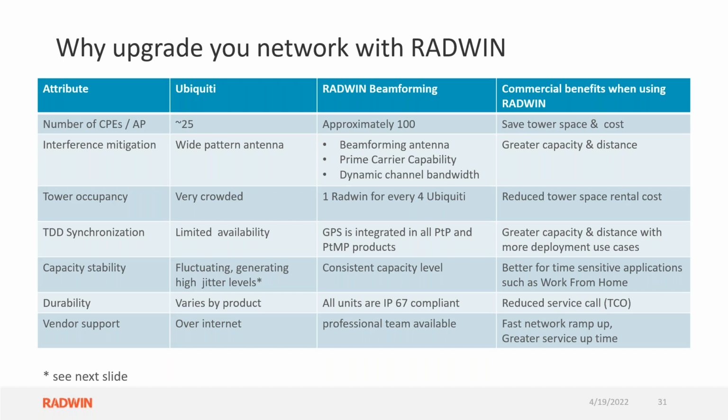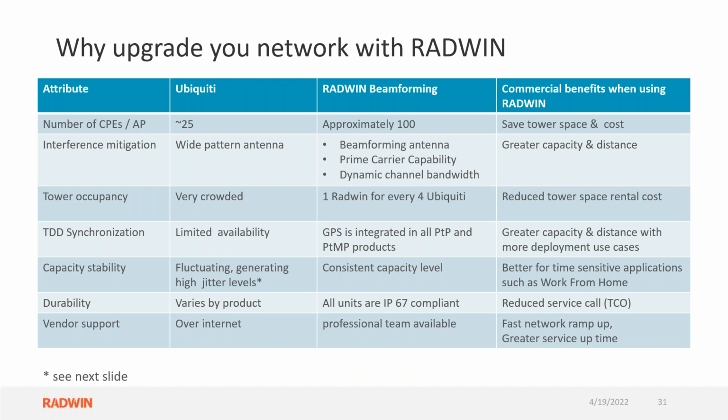We also can do dynamic channel bandwidth. We can dynamically switch between, for example, a 10 or a 20 or a 40 or an 80 megahertz channel dynamically on a per subscriber basis instead of locking the base station into a particular channel bandwidth.